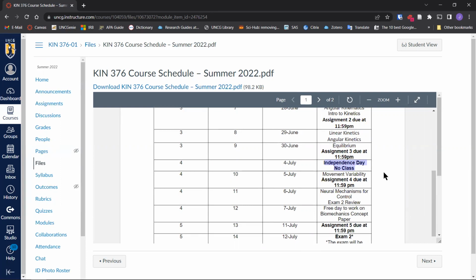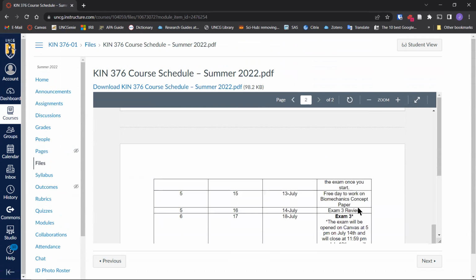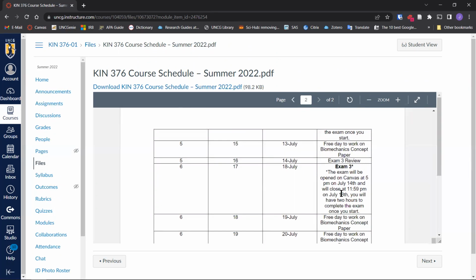After the Independence Day break, assignment 4 is due. Then we will close out with the last 3 lectures, including an exam 2 review. After that, I'm giving you time to work on your biomechanics concept paper. And then assignment 5 is due on July 11th. Then you'll take exam 2, and then we'll have an exam 3, but everything else is time for you to work on your term project paper.